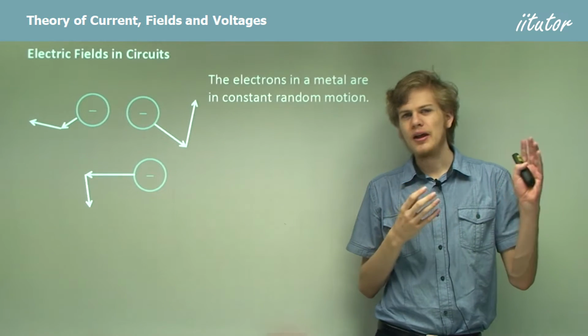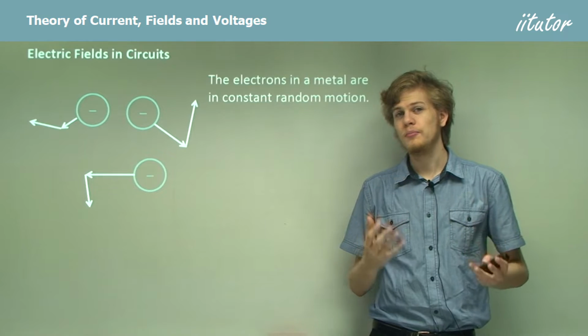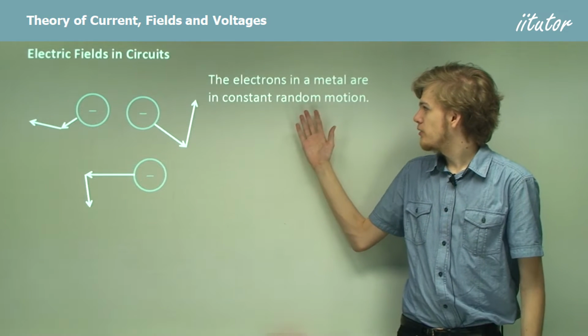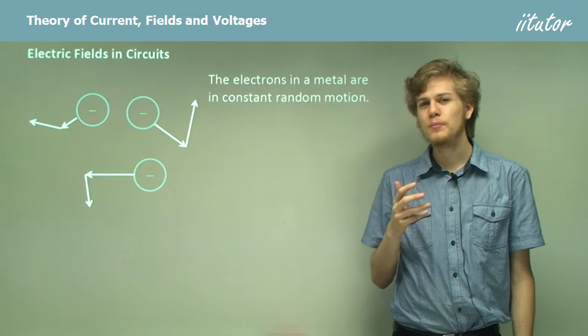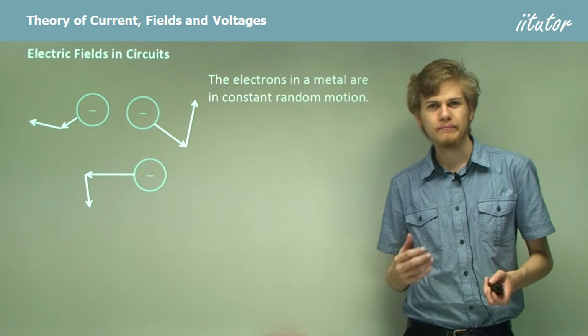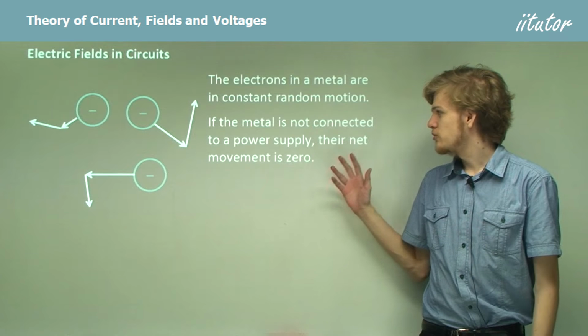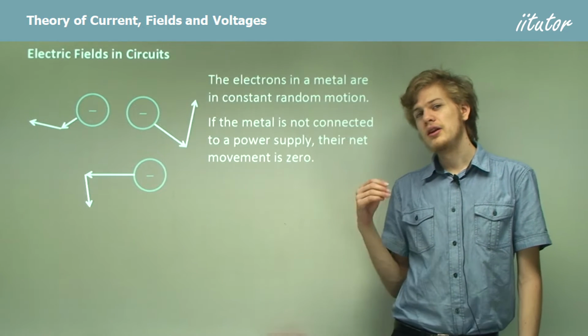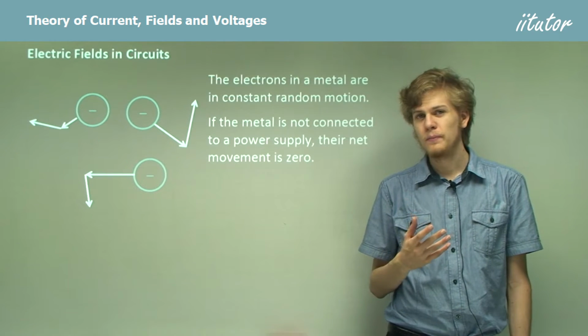Now, if we don't have any voltage applied to a metal, then the electrons in the metal will be in constant random motion. They'll be bouncing around in every which direction. They won't be stationary. If the metal is not connected to a power supply, then the net movement of the electrons will be zero.